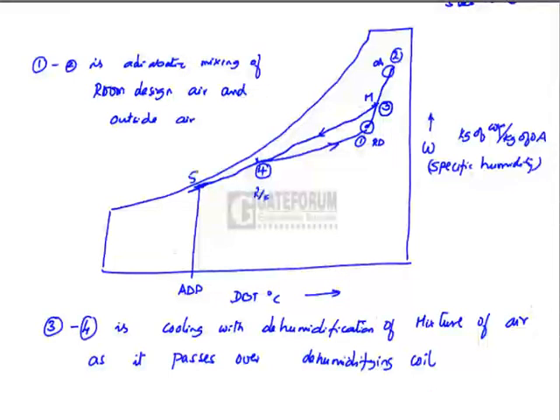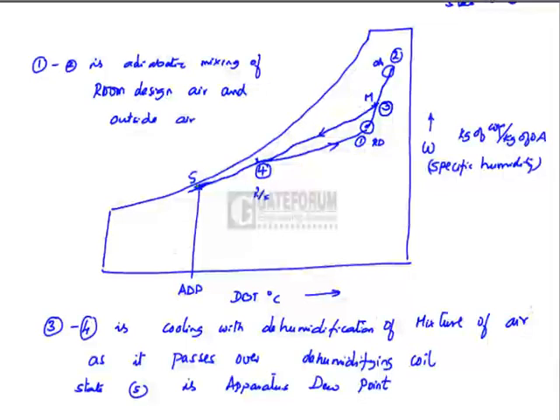I can note state 5 as apparatus dew point. The gap between 4 and 5 will indicate the bypassing of the air as it passes over the cooling coil. And state 4 to state 1 is a process of heat pickup by the room supply air after entering into the room. So there are totally 3 psychrometric processes in this system.